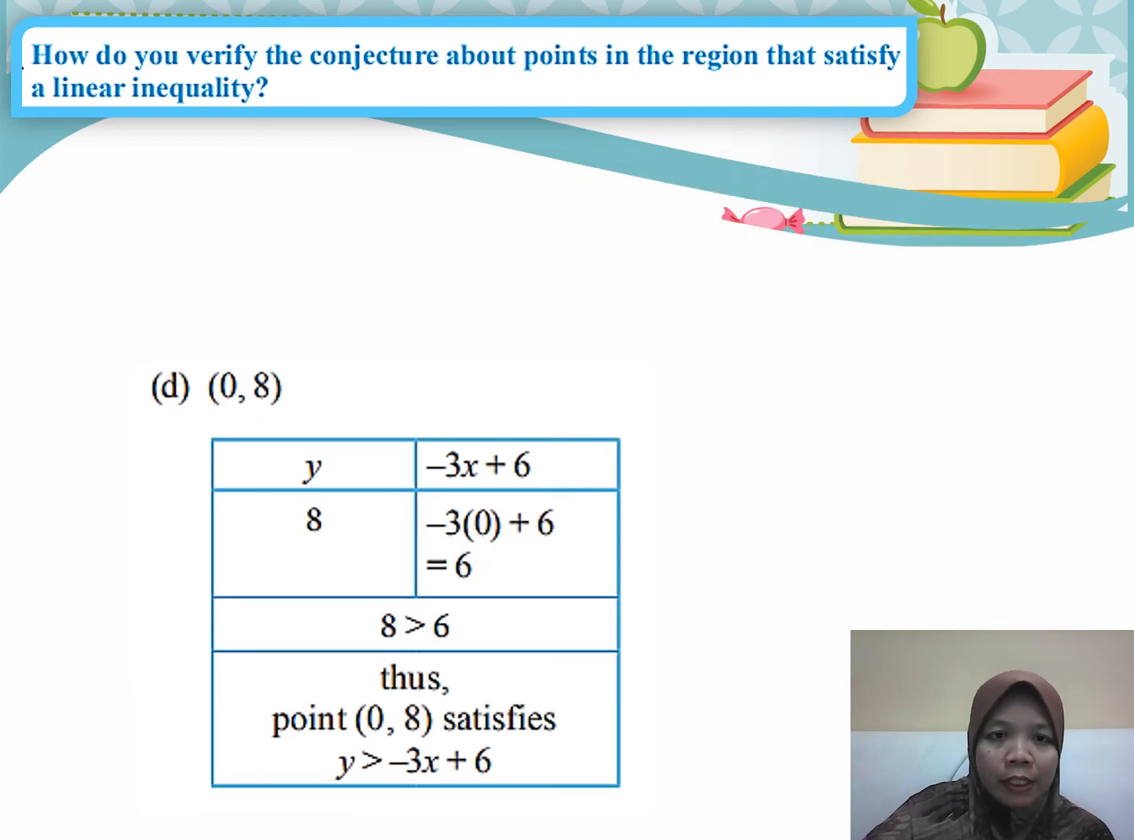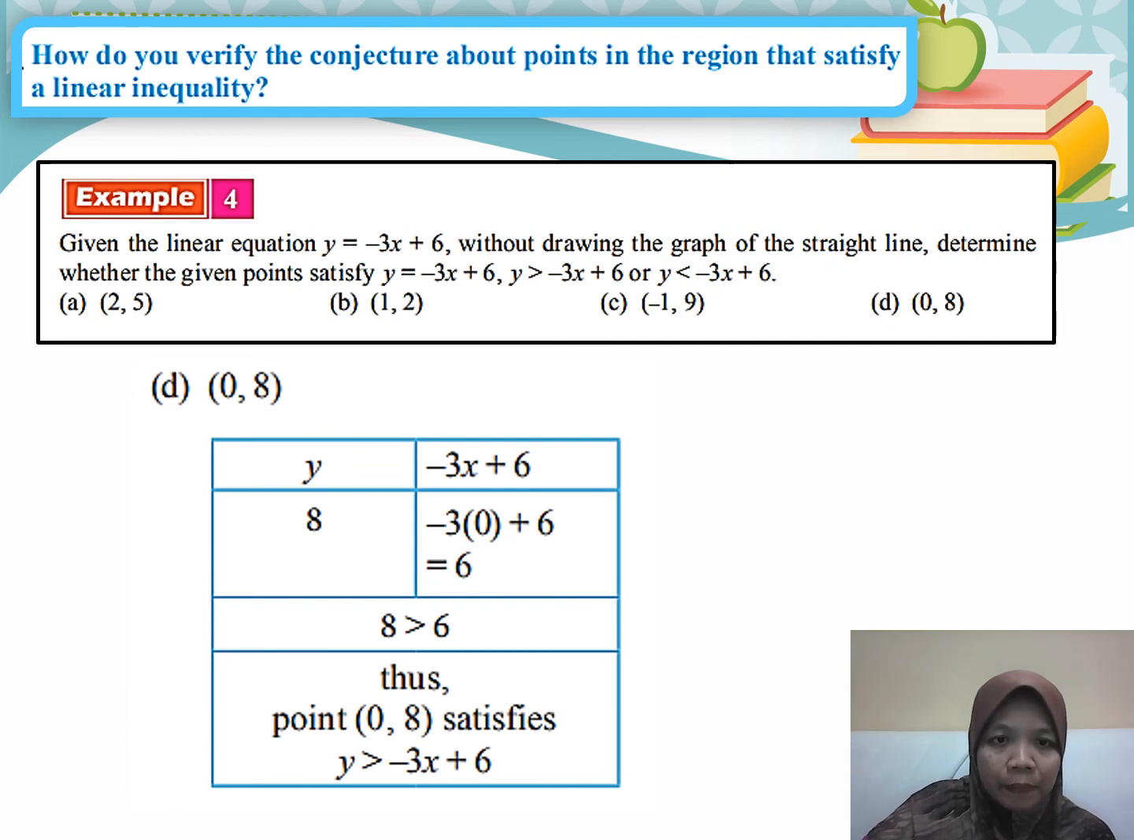Last one, D. Point 0, 8. The y coordinate is 8 and the x coordinate is 0. So y is 8. Then substitute x with 0. Negative 3 times 0 plus 6, you will get 6. And we know that 8 is greater than 6. Then point 0, 8 satisfies y greater than negative 3x plus 6.